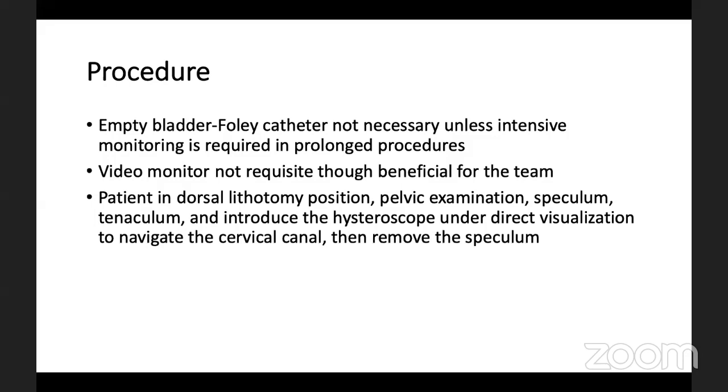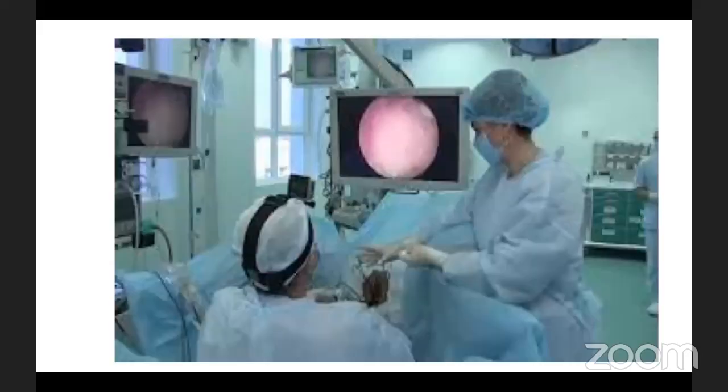This I'm describing for the conventional hysteroscopy. Then you grab the cervix with the tenaculum, or in our case, the vulsellum, and introduce the scope under direct visualization to navigate the cervical canal. And then you can remove the speculum, because once the speculum is in your way, you still have difficulties in manipulating your scope. So you remove your speculum and then you can start your procedure. Basically that's the setup that you'd have.